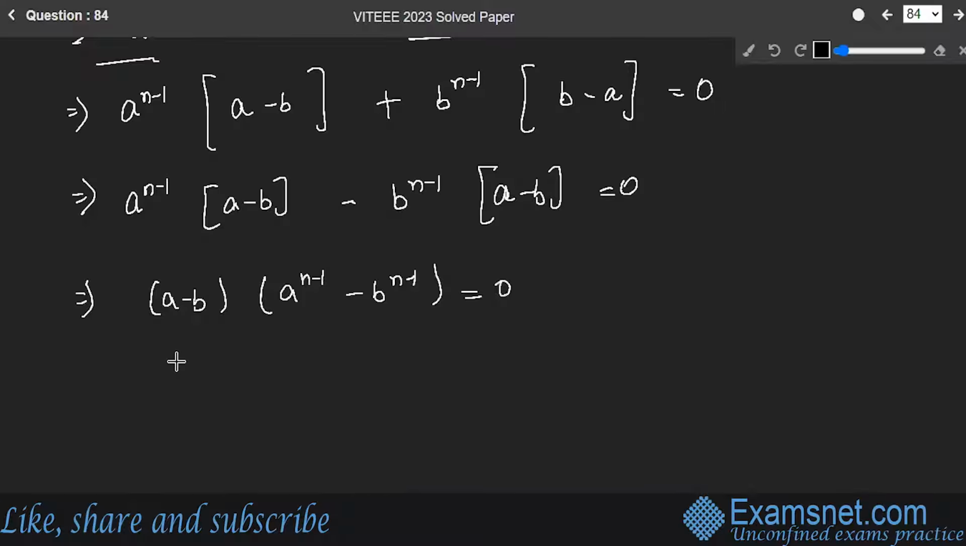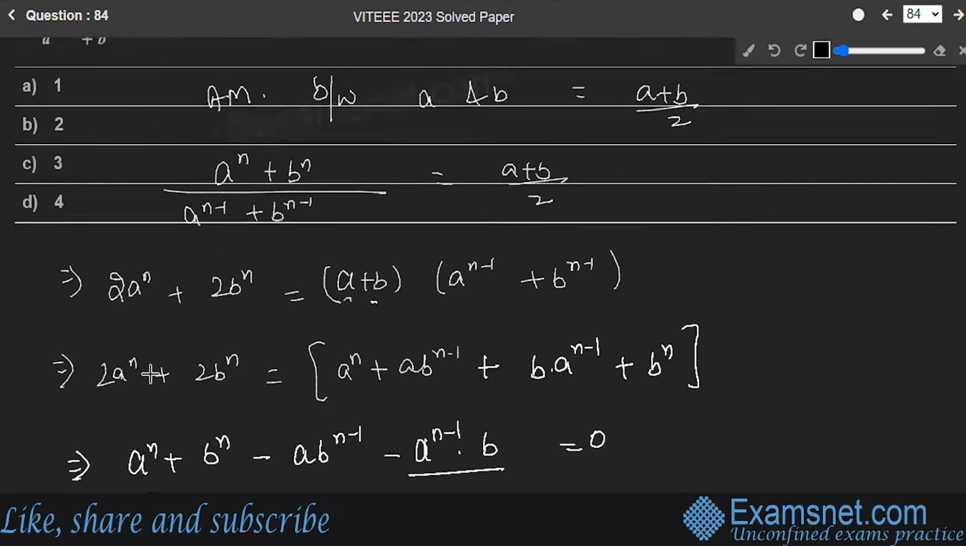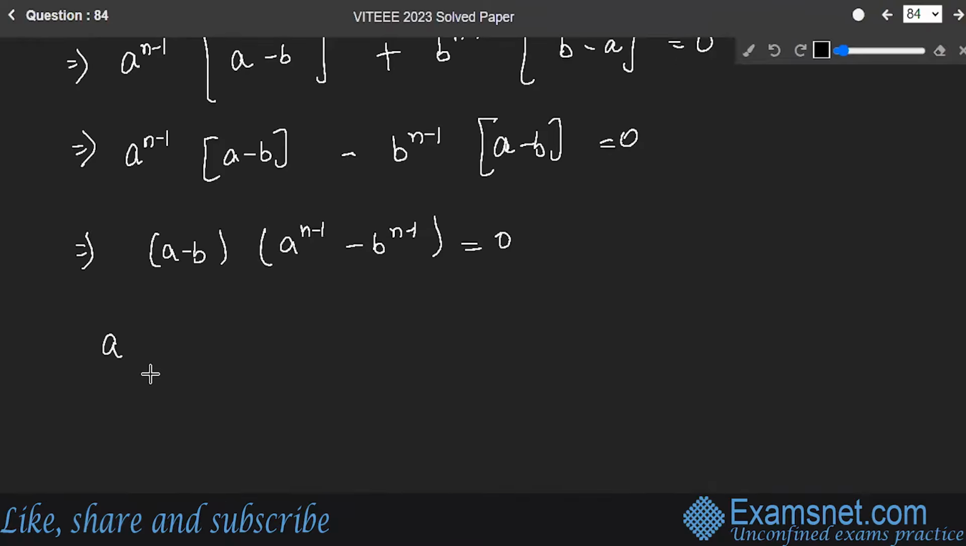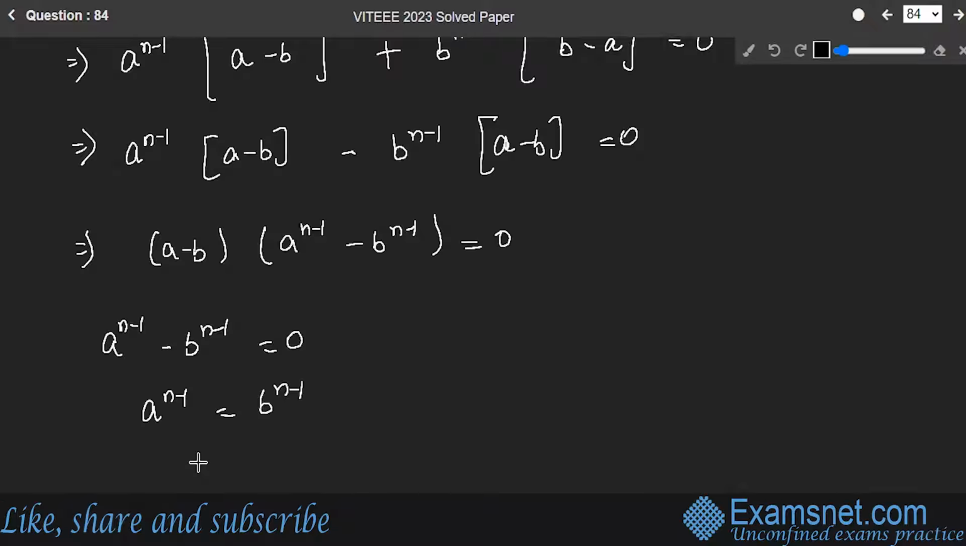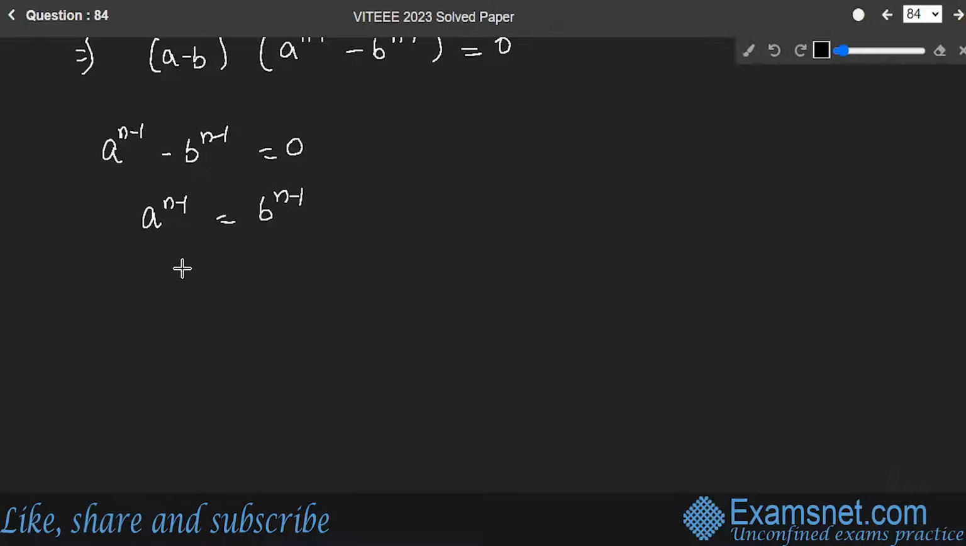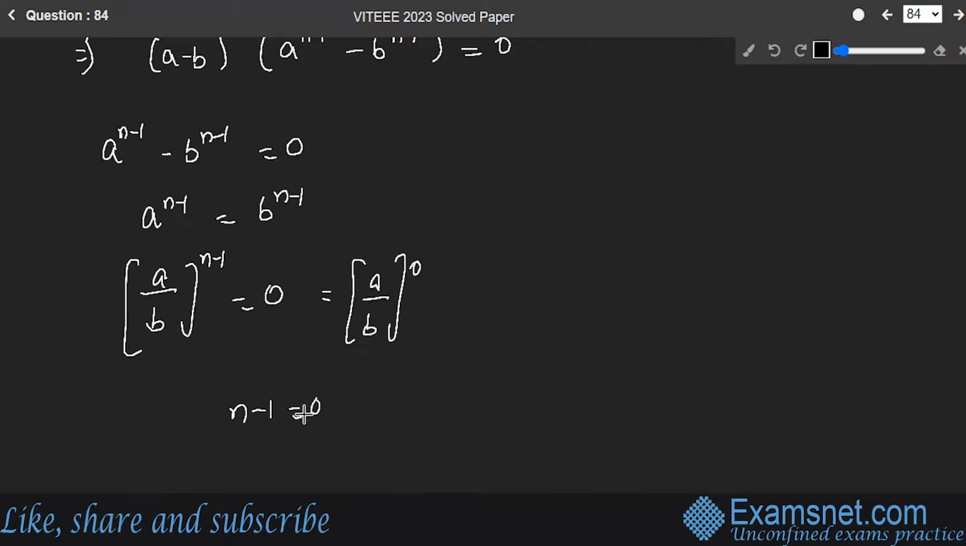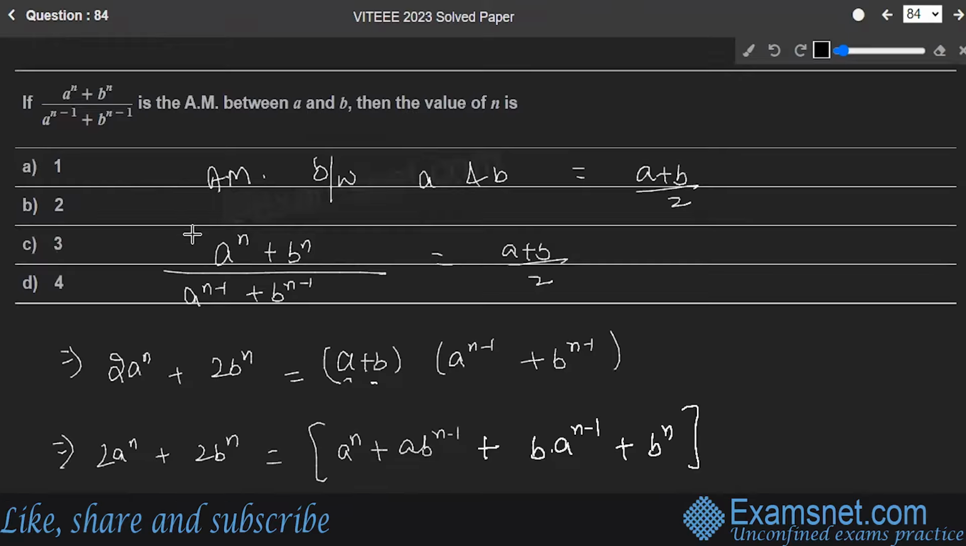So now I'll take (a - b) common from them, and you have this thing. So that means either, what you had to find out in the question was the value of n, so a^(n-1) minus b^(n-1) is equal to 0, or a^(n-1) is equal to b^(n-1), or when the powers are the same, it can be written like this. (a/b)^(n-1) is equal to (a/b)^0. This gives me n minus 1 is equal to 0, or n is equal to 1. So that is the value of n.